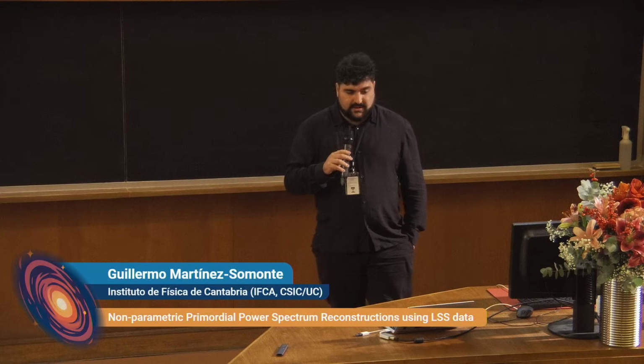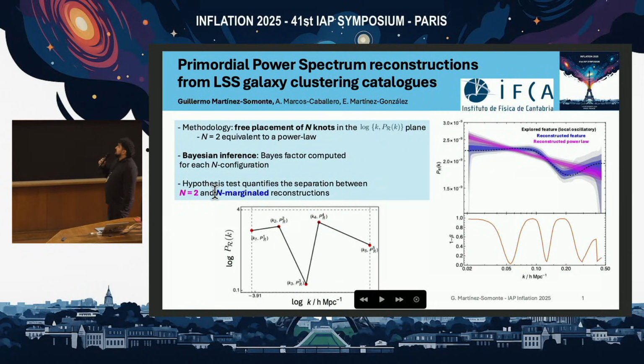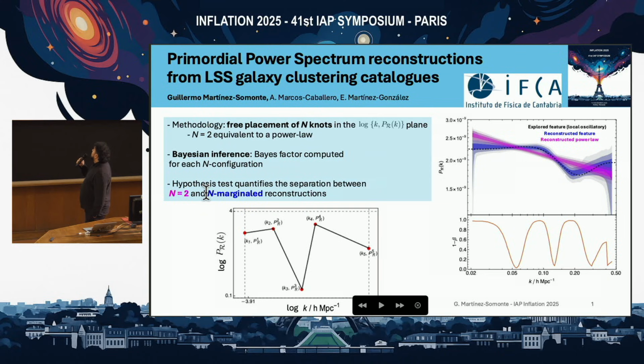For this work, I employ a Bayesian methodology to freely place n nodes in the scale against primordial power spectrum logarithmic plane. On the right-hand side, you have an example of a configuration of 5 nodes. We sample the two coordinates for each node.